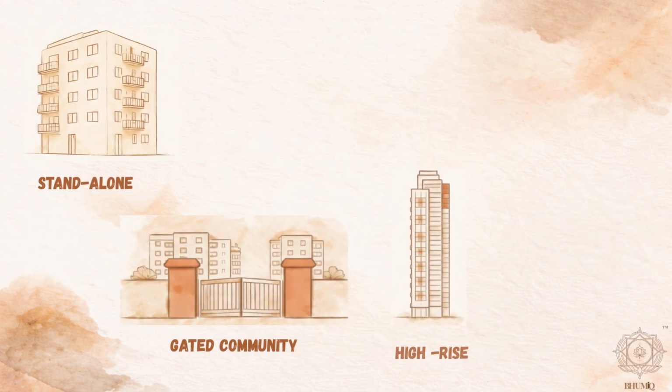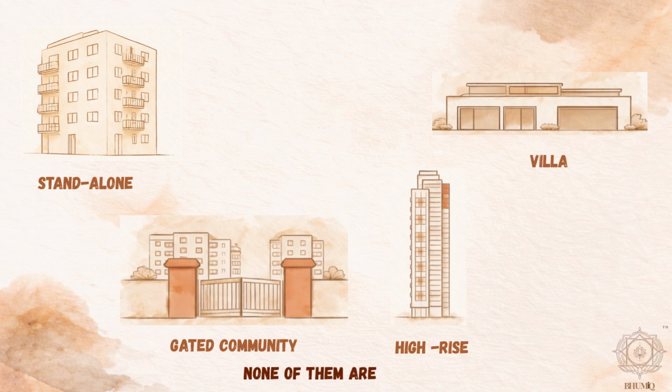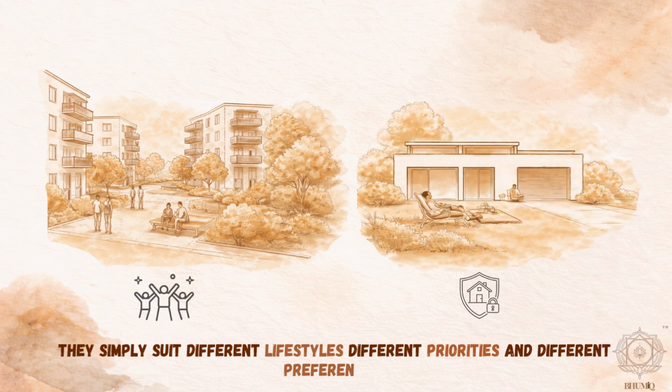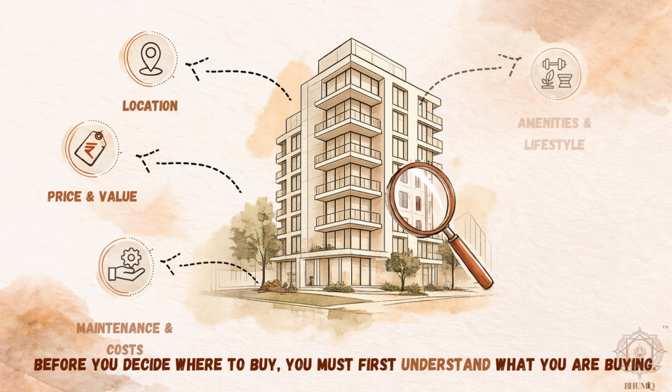The biggest mistake first-time buyers make is not choosing the wrong flat, it's choosing the wrong type of property. And the truth is, standalone, gated community, high-rise, villa, none of them are wrong. They simply suit different lifestyles, different priorities, and different preferences. Before you decide where to buy, you must first understand what you're buying.